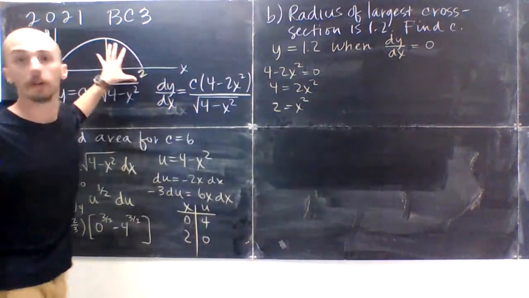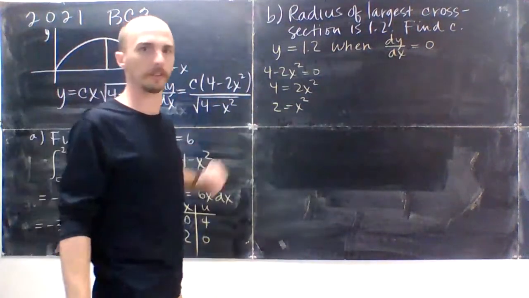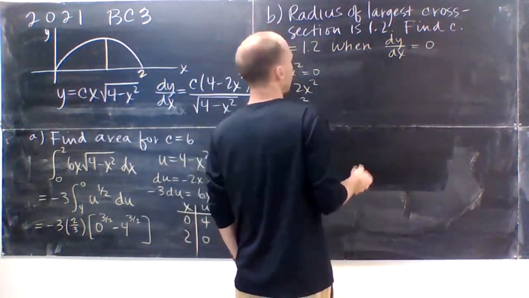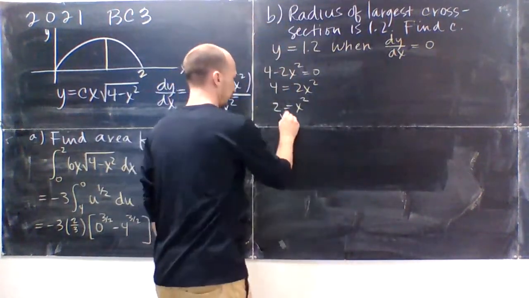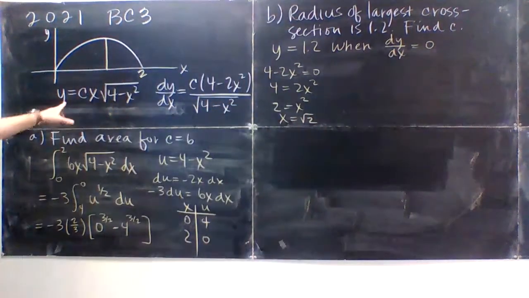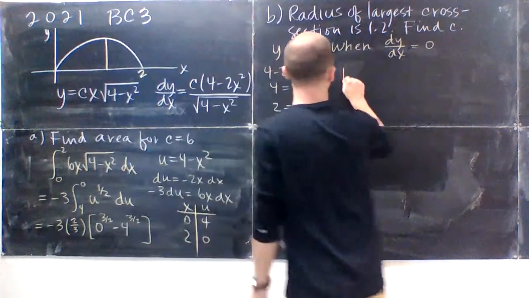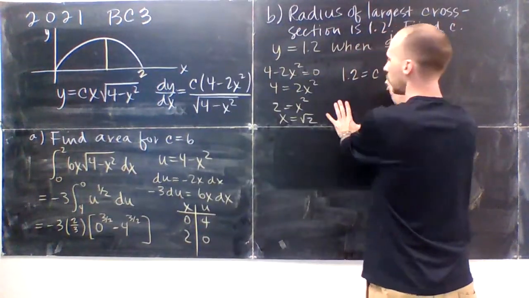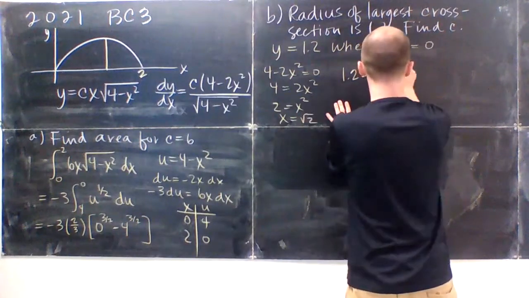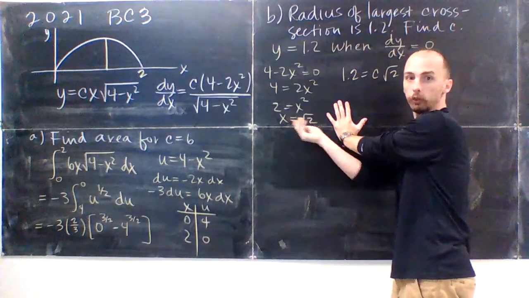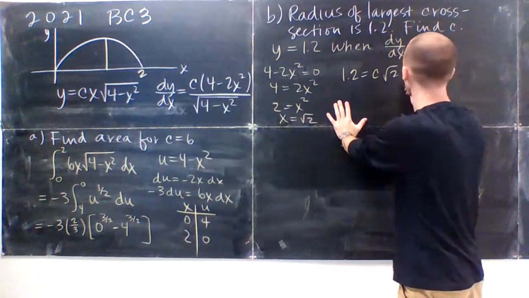And we're only working over here in the first quadrant, so I'm going to be confidently saying I'm only interested in the positive square root of 2. So I'm going to say x equals the square root of 2. And I've got an equation for y, right? Yeah, y is equal to 1.2, which is equal to c times x, which is the square root of 2, times the square root of 4 minus x squared. Well, x squared is 2, 4 minus 2 is 2. I've got another square root of 2 here.